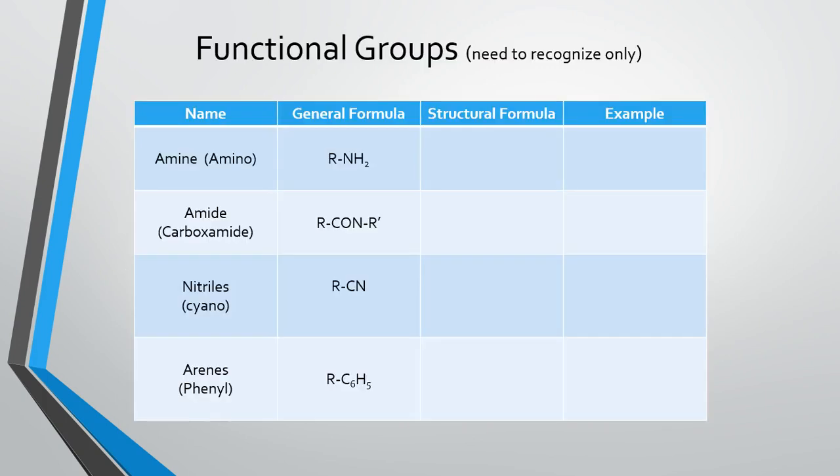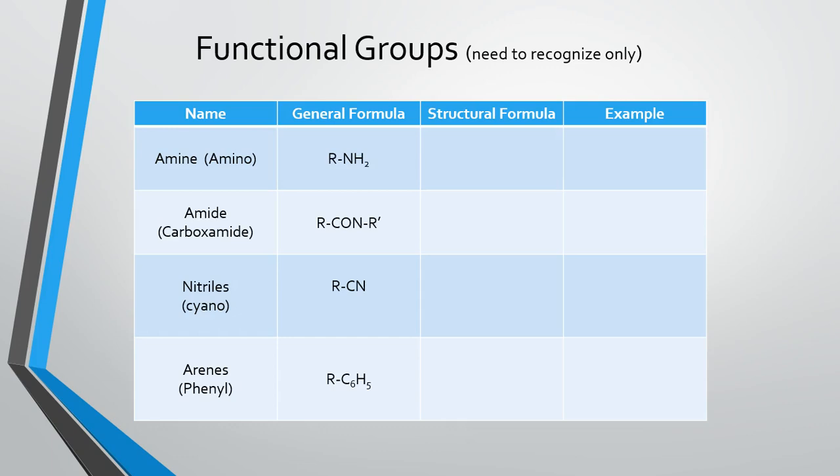Okay, so there's some functional groups that you only need to recognize. So you need to be able to circle them and say that that is an amino group, that's a carboxamide group, but you don't need to actually be able to name these molecules. So the way this is written, the class of molecule is amine, and then in parentheses the functional group. So if you were asked to identify the functional group and you wrote amine, it would be incorrect.